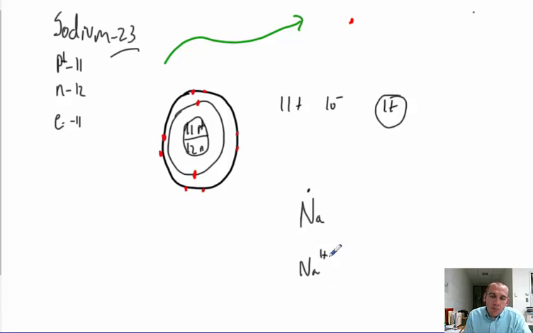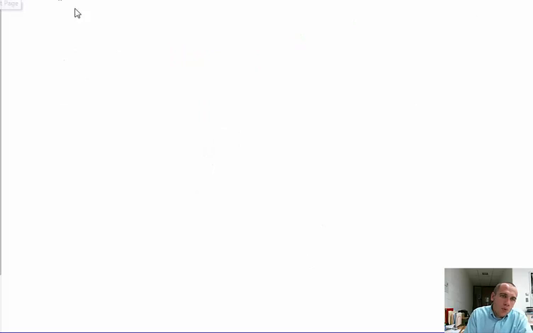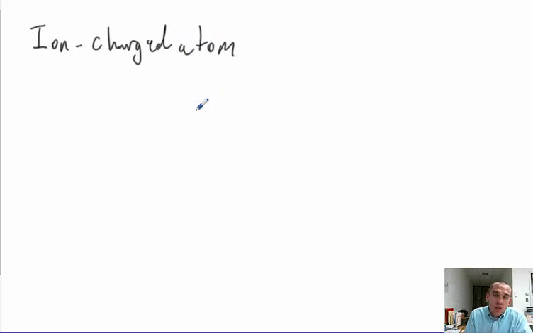Okay, so sodium 1 plus is an ion of sodium. Okay, so what we mean when I say ion, it's a charged atom. Okay? And the way an atom becomes charged is by gaining or losing electrons.